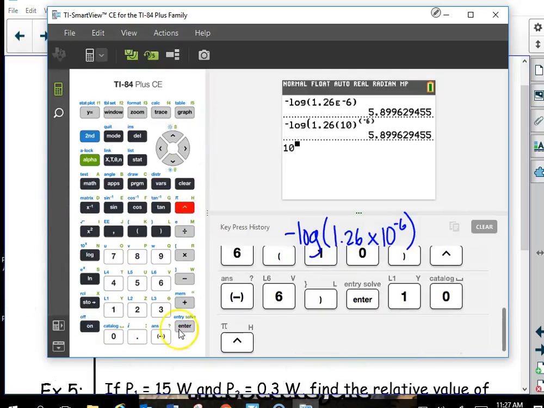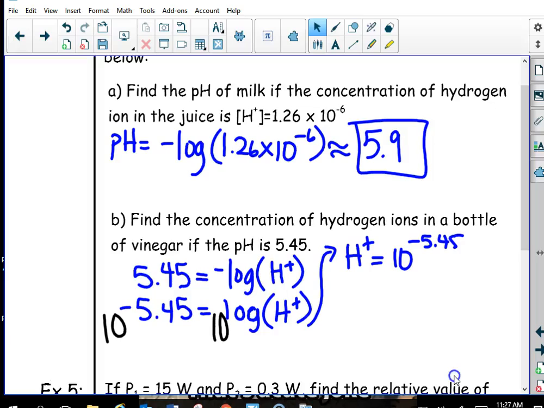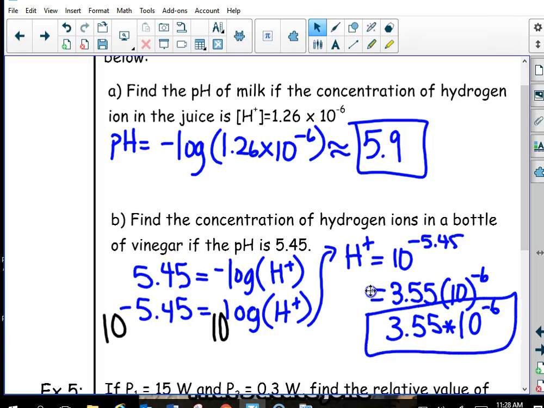Ten exponent negative 5.45, and we get 3.548. I think they're asking us to round these to 2 digits, so 3.55 times 10 to the negative 6. I notice that the XYZ prefers the multiplication symbol, because when I enter it like that, it usually takes it, but it tells me that it would prefer this. So that's what you want to enter on the XYZ homework site.